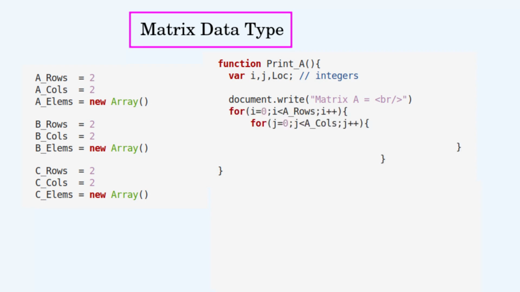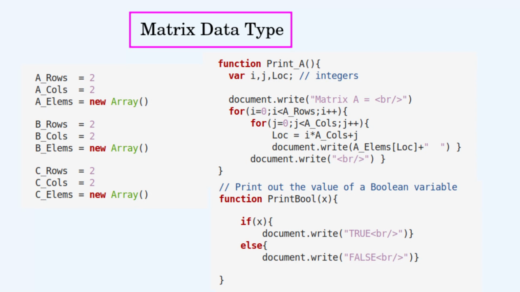We'll make up a double loop to get every element in the matrix according to its row and column, so that we can write it out as a matrix. So we'll get every location in the array of each element that we're accessing and print them out in a line in order. We'll then write a new line for the end of each row so that it looks like a matrix when printed out. And here's the print bool function to print out the value of a Boolean variable as true or false.